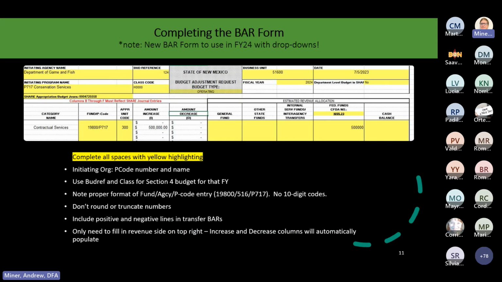Okay, so let's talk about how to complete the BAR form itself. If you've been around for a while, you might have noticed that we sent out a new BAR form. Now it looks a lot like the old one, but we did make some improvements, I think. We turned all the sections where you need to enter data or numbers yellow, so you know you need to enter information in the yellow sections. And also we put in some formulas and some drop-down menus to hopefully limit the selections that you can have in certain spots to reduce the number of errors on the BAR form.